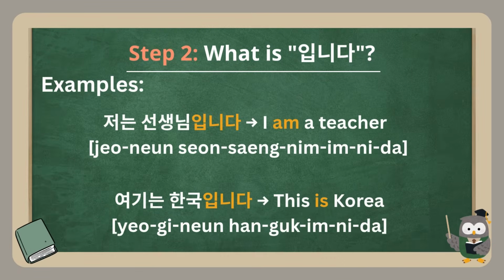Here are some examples. 저는 선생님입니다 means I'm a teacher. 여기는 한국입니다 means this is Korea.